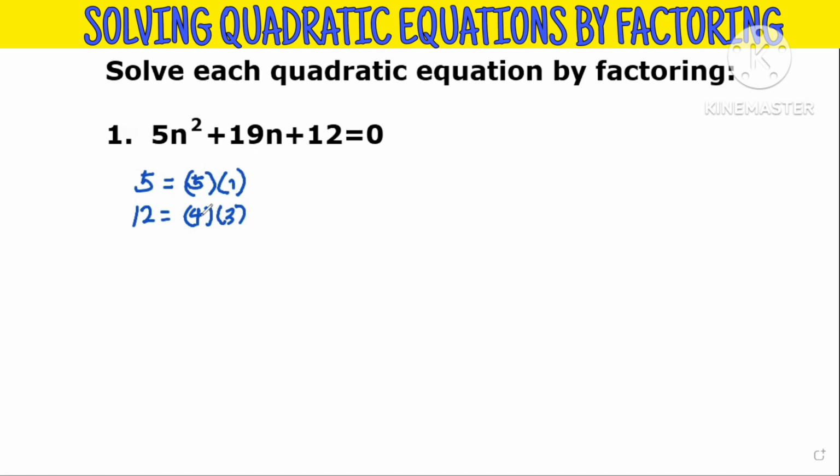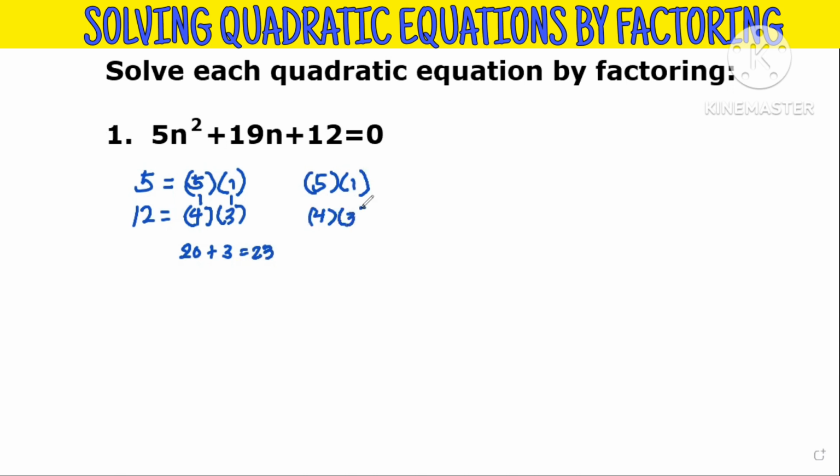So, paano yon? So, supposing I pair 5 with 4 and 1 with 3. The product of 5 and 4 is 20, and the product of 1 and 3 is 3, which will give me a sum of 23. This is not the sum that we want kasi ang target natin ay 19. So, this is not the right combination. Ulitin natin, no? 5, 1, 4, 3.